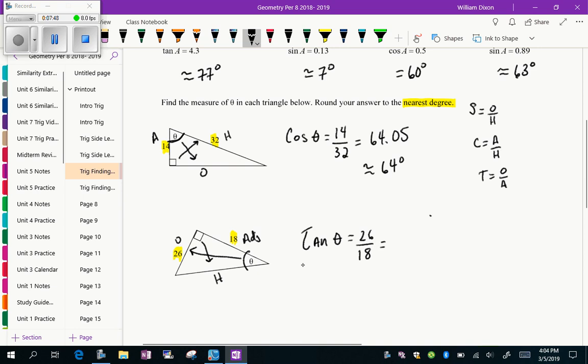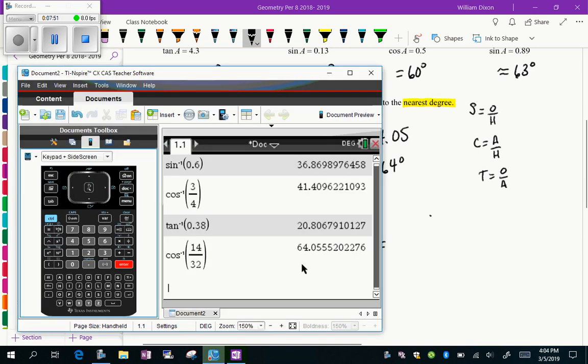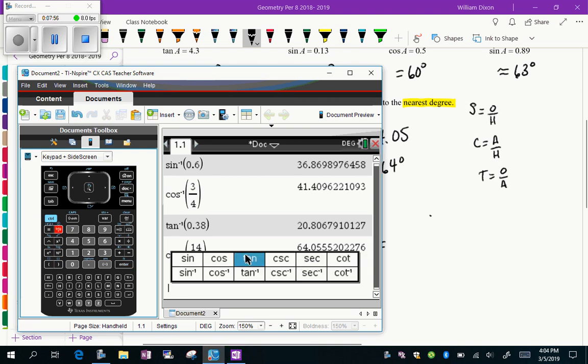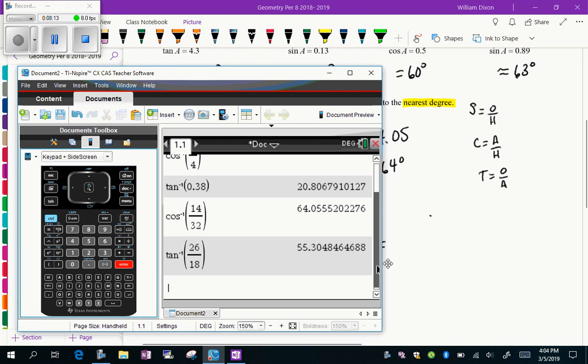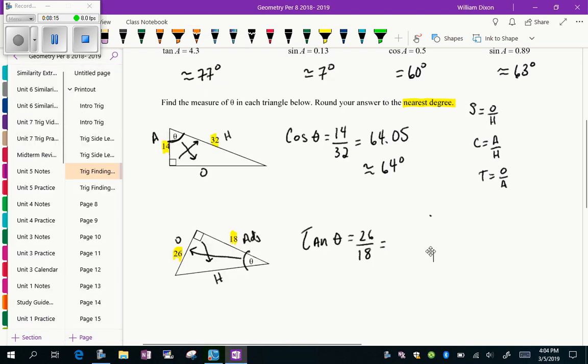Back to my calculator. Hit the trig button, and then I'm looking at the inverse tan. Inverse tan is going to be 26 divided by 18. Close the parentheses, enter, and I get an answer of 55.3. So my nearest degree is going to be approximately 55 degrees.